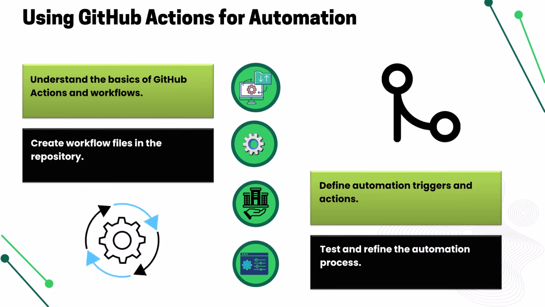Now let's talk automation. GitHub Actions can be your best friend, taking care of tedious tasks while you sip your coffee. We set up workflows, define triggers, and let GitHub do the heavy lifting. Testing is key, unless you enjoy mysterious errors at midnight. So refine and let it run like a well-oiled machine.